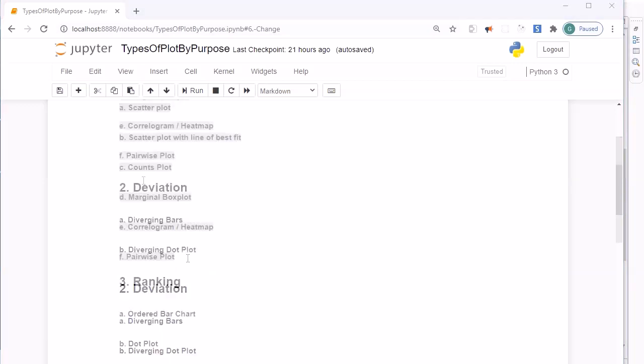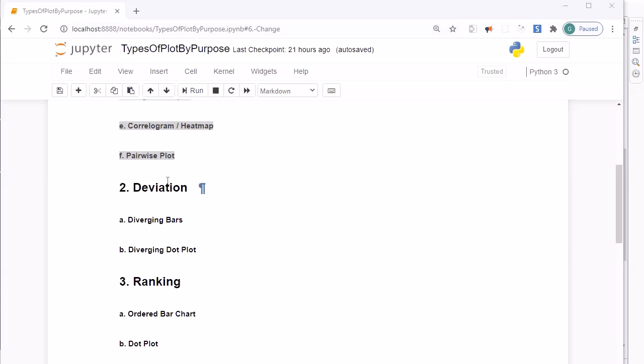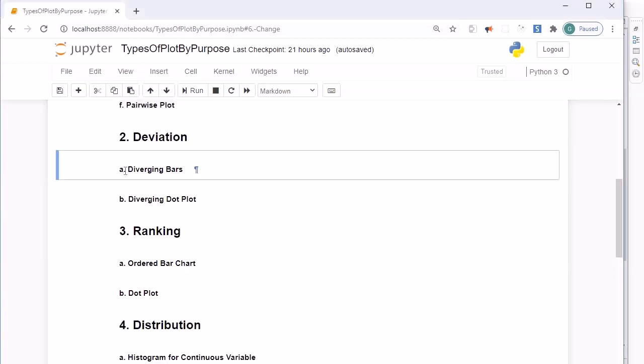Now let's proceed further. There is another purpose which we have discussed, which is deviation. Within deviation there is something called diverging bars and diverging dot plot. This is very helpful to identify the deviation within the data set. That means if you want to identify the variance within the data set, then these two plots are going to be very helpful.